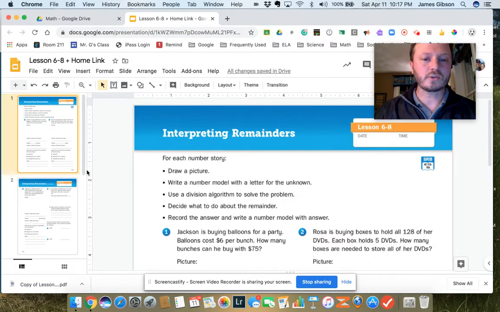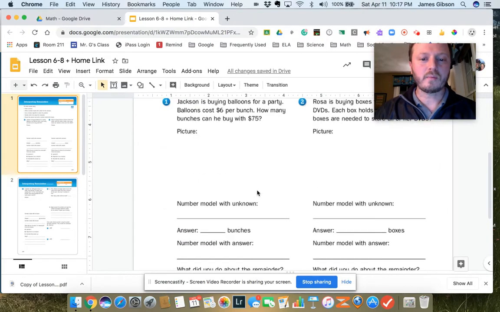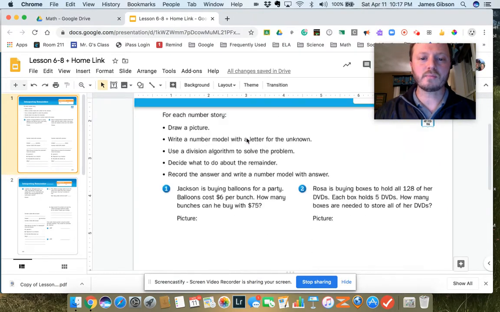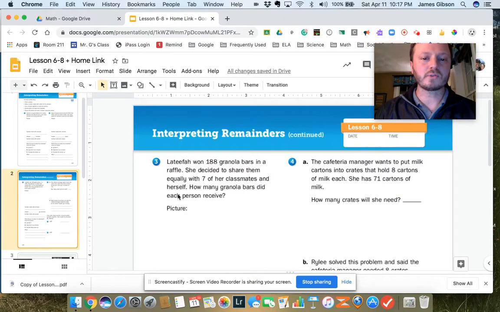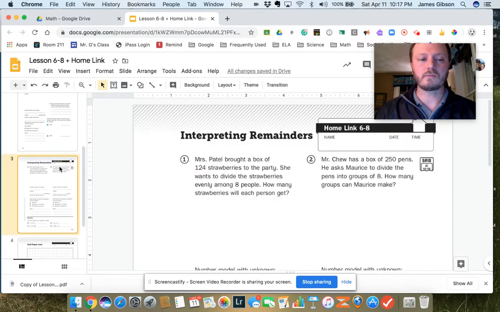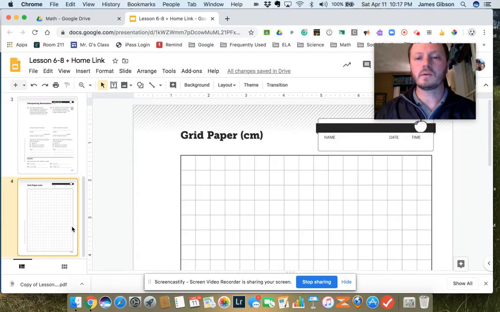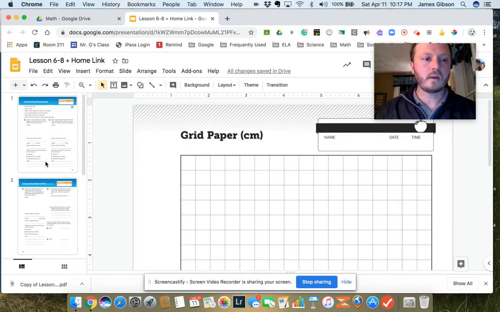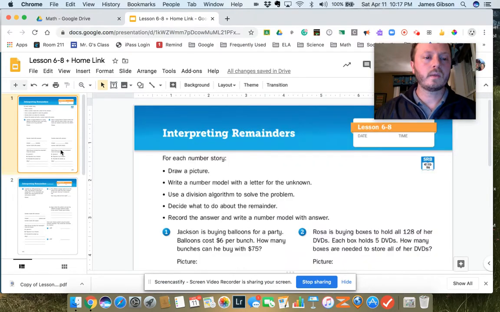This is what our pages look like, where we have a few problems to do and some choices to make and some pictures to draw. There'll also be some homework that follows along that same thing, and grid paper to help you work on it. Now, the important thing that I really want to point out with all of these problems is that we do need to show our work.